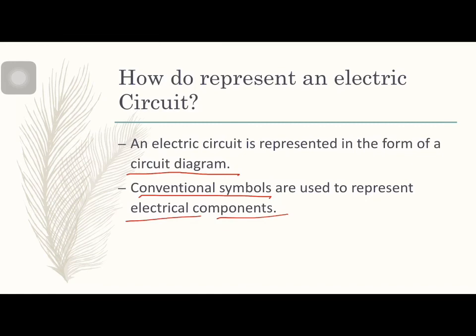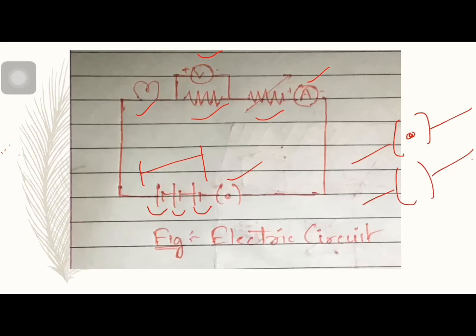Then we learned how to represent an electrical circuit. We represent it using a circuit diagram. So this is the perfect example of a circuit diagram. It covers almost all those electrical equipments.